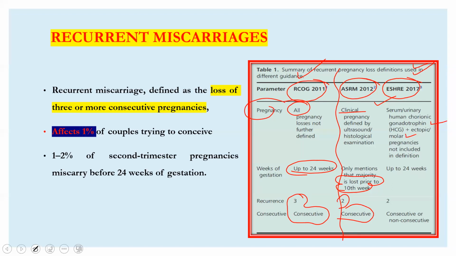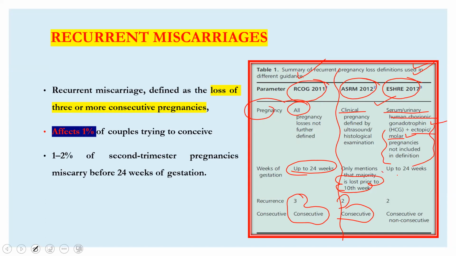Because what is the outcome of pregnancy? It can be a healthy pregnancy, it can be a miscarriage, it can be an ectopic pregnancy, it can be a molar pregnancy as well, isn't it? So all of these are going to be confirmed by serum or urinary beta HCG. It can be positive in ectopic, it can be molar, which is not included in the definition. So they are not taking the ectopic and molar pregnancies in this definition, of course.